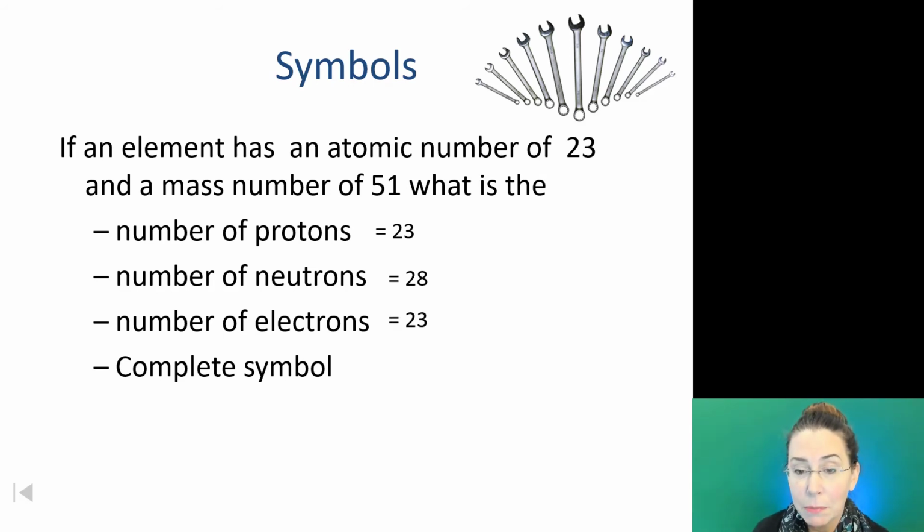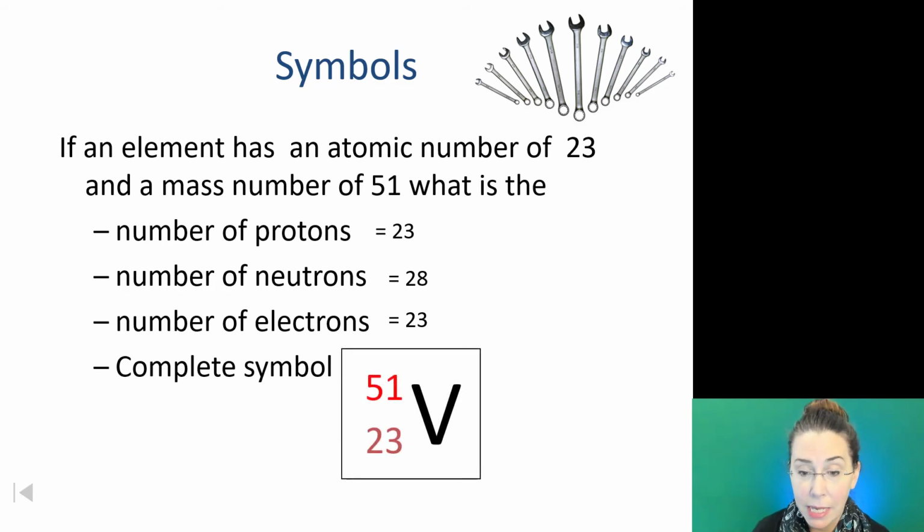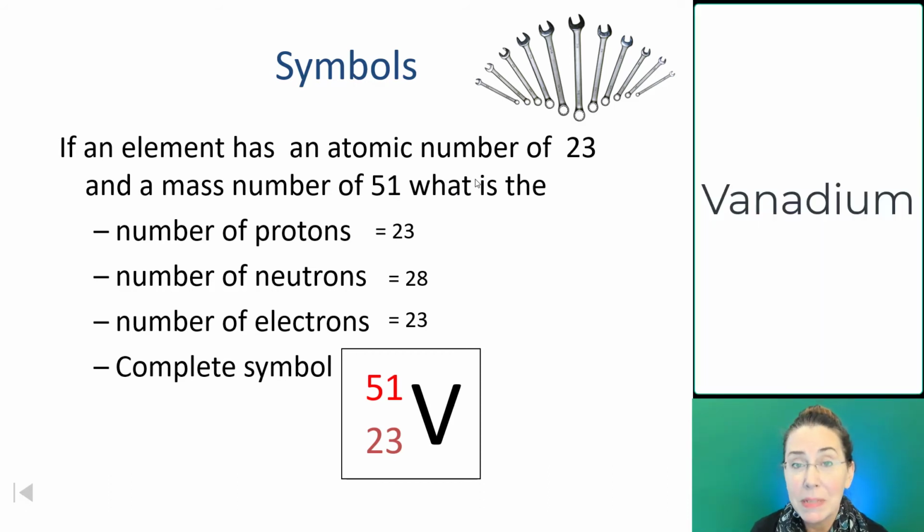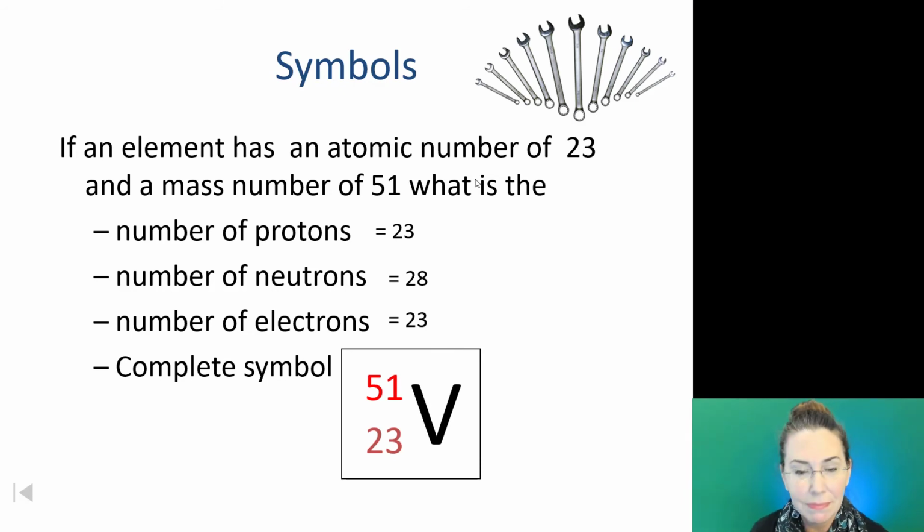And our complete symbol for this element would be 51 over 23 with a V. Because if we look up atomic number 23, that gives us the element that symbol is V, and that is vanadium. Vanadium is commonly used as a coating on tools in order to make the metal harder and to make them last longer without damage.